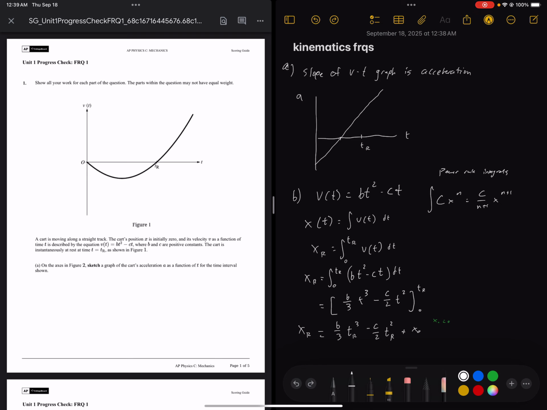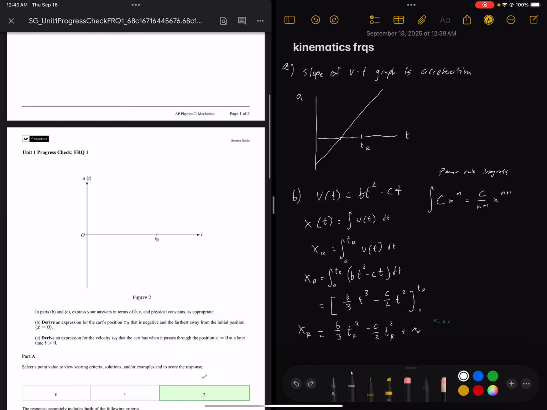So FRQ number 1, here we have a cart moving along a straight track. The cart's position x is initially at 0, and the velocity v is a function of time described by the quantity bt squared minus ct, where b and c are positive constants. The cart's instantaneously at rest at time t equals tr, as shown in the figure. On the axis, sketch a graph of the cart's acceleration as a function of time for the time interval shown.